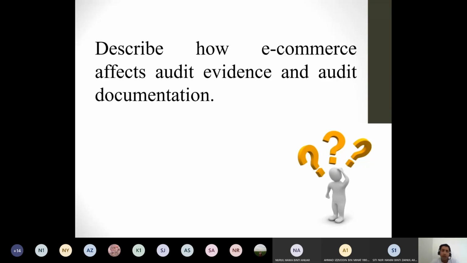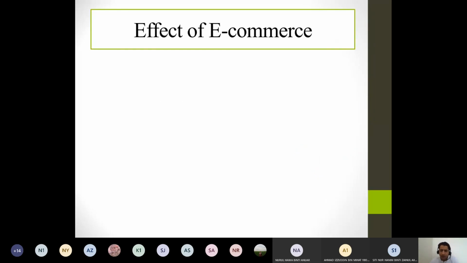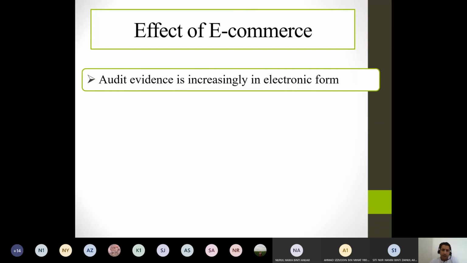Okay, this is the last point that we will discuss in this chapter. It's about how e-commerce will affect the audit evidence. What we mean by e-commerce is online shopping, online transfer, online payment, and so on. All of these transactions are under e-commerce. So how will it affect the audit evidence or audit documentation?